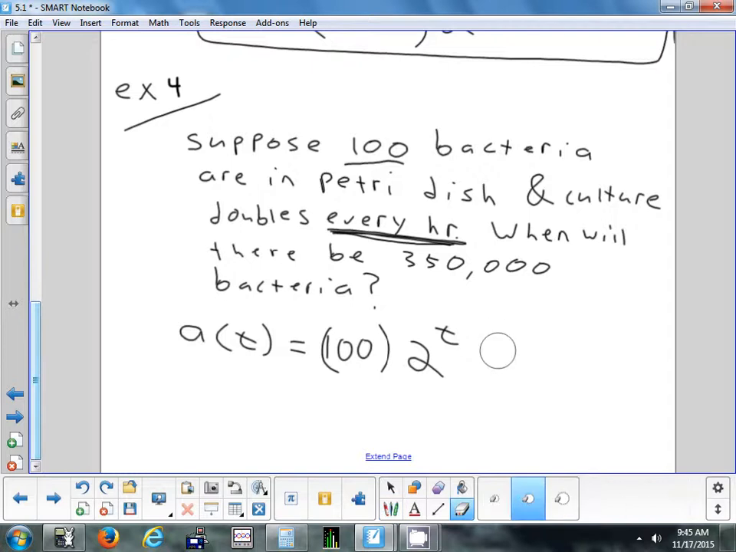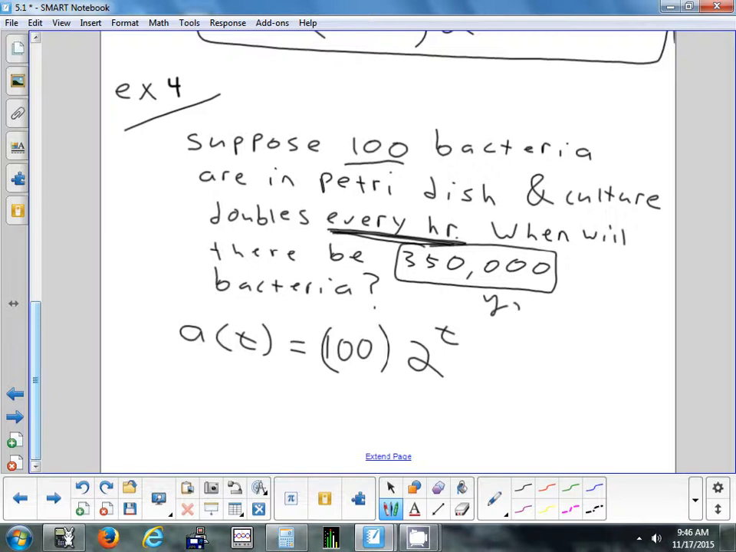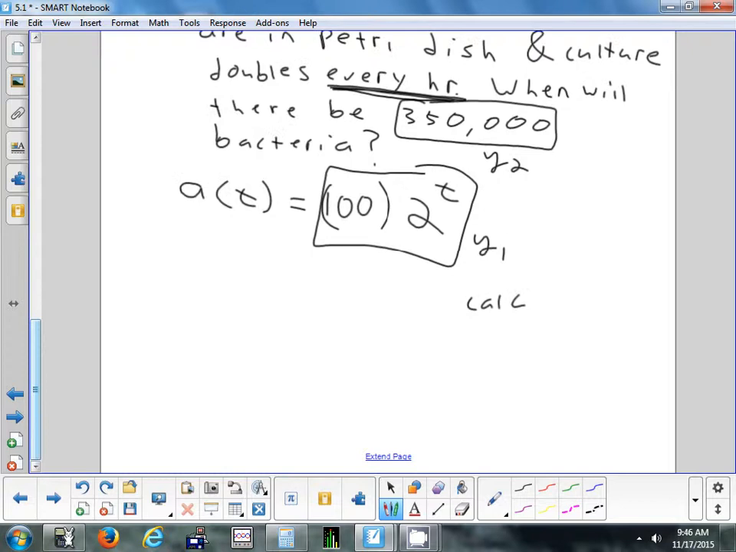And now how would I solve this problem? How do I figure out when it hits 350,000? What would you type in? Same thing we did last problem. Put that in y2, put the formula in y1. Calc, and then intersect.